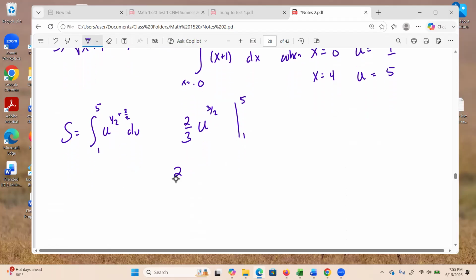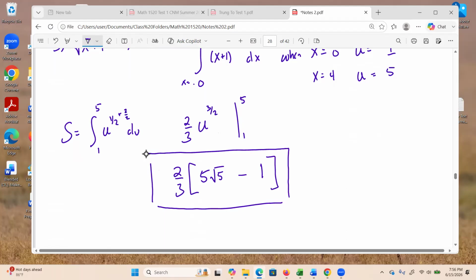So our answer is going to be 2/3. And then we have 5 square roots of 5. That's a fancy way to write 5 to the 3/2 power minus 1 to the 3/2 power, which is just 1. And that is our answer for what this thing is going to look like. Okay. I'm okay with this as an answer. I think this is a rather elegant answer.